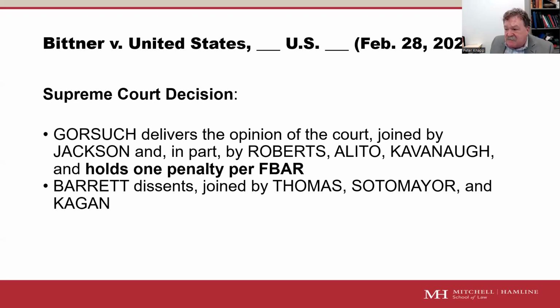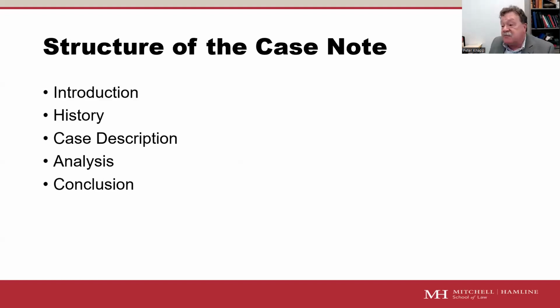And so that's our case. And that's the case that we're going to use to think through how we'd write a case note if this was the opinion that we had to write about. And so we start logically by thinking about what the structure of a case note actually is. There are basically 5 pieces. There's an introduction, there is a history, there is a case description, there is, most importantly, also analysis, and some conclusion. And I want to talk about each of those pieces in turn.